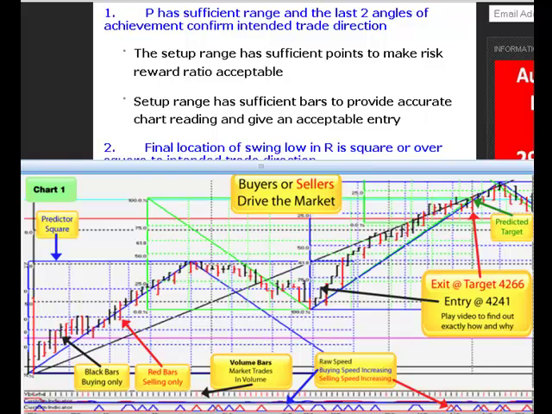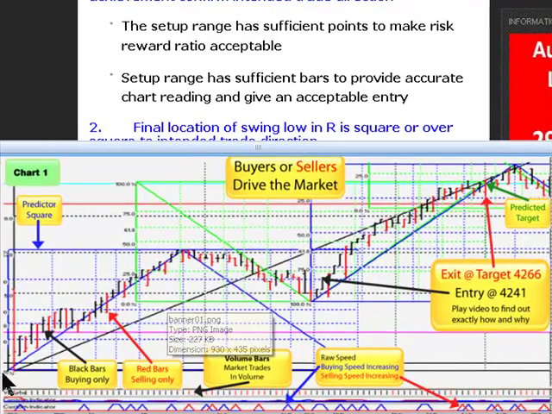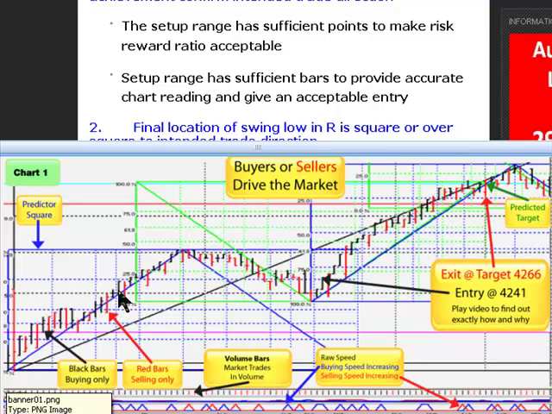Okay, here in the 6 steps to success, we'll start to put all this new information together to find a high quality setup. So the first step is to look for a sufficient range on the chart. Here we have something like 35 points and we want sufficient bars to be able to read the chart.